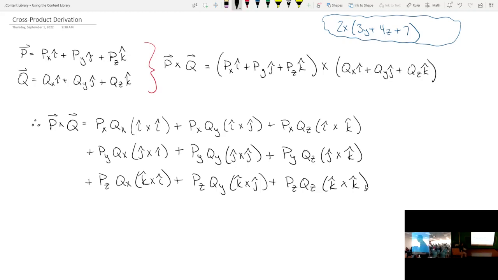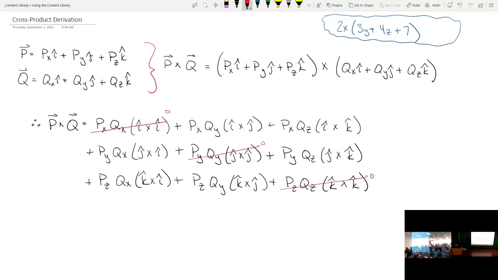Now, that's a lot. Can we simplify this a little bit? Let's start off with this. What is this? It's I cross I, and I cross I is 0, right? This is 0, that's 0, and that's 0, right? Anytime a vector is crossed with itself, it's 0. So we can get rid of that. We can get rid of that. We can get rid of that.